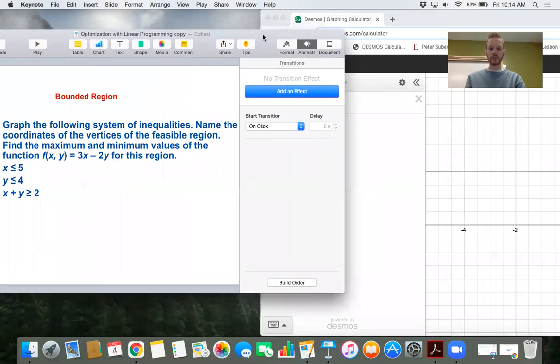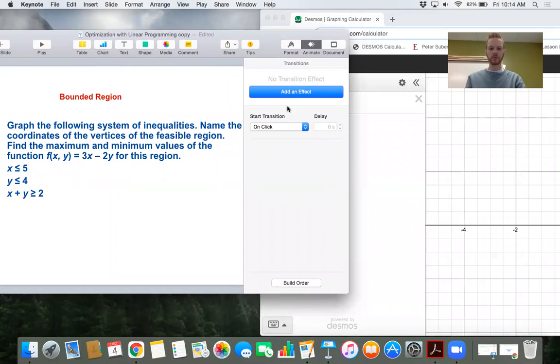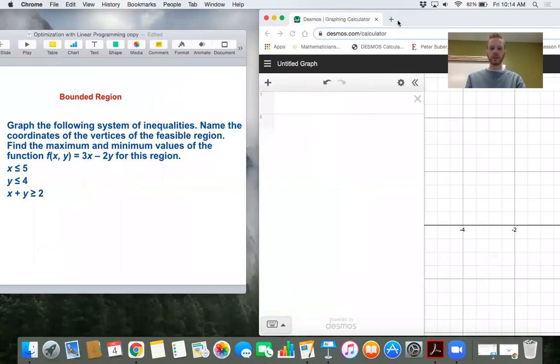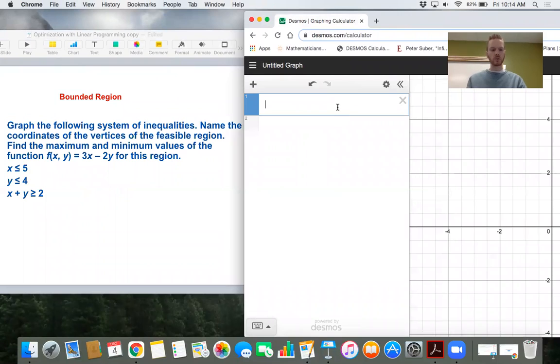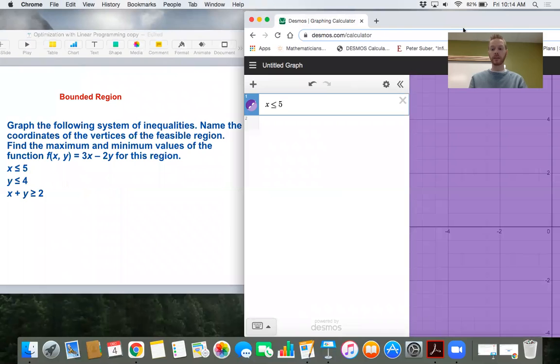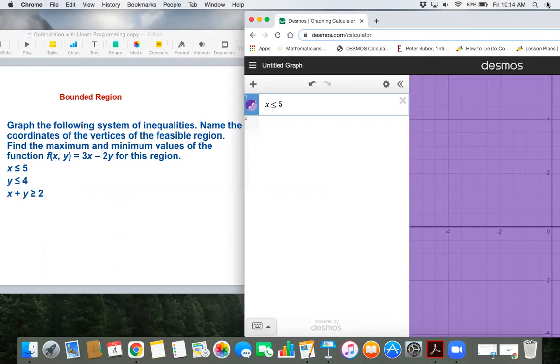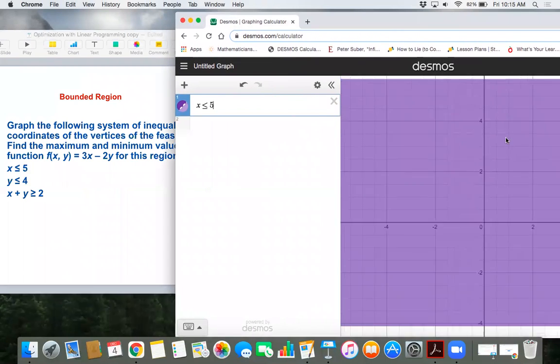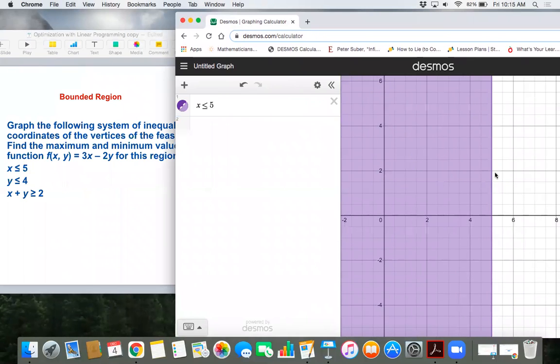And we're going to go to Desmos here to do that. Okay, over here. So let's go ahead and graph the first one. So x is less than or equal to 5. We already know, and I'm actually going to get rid of my camera, so goodbye for right now. Okay. So I know that that's going to be a nice vertical line at 5, okay? And it already shaded it for us. You could do the shading afterwards if you'd like.